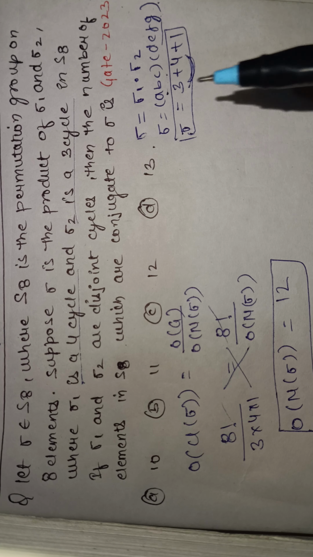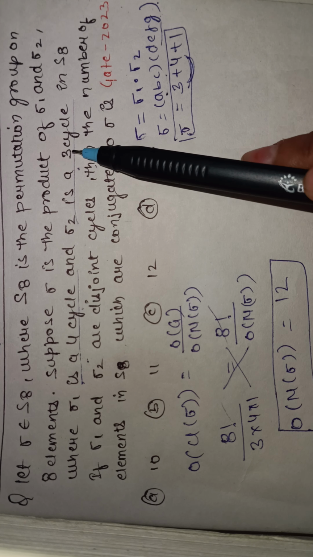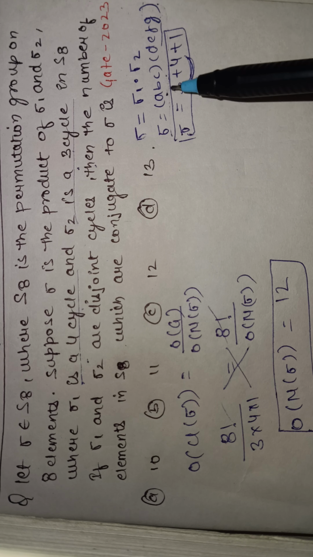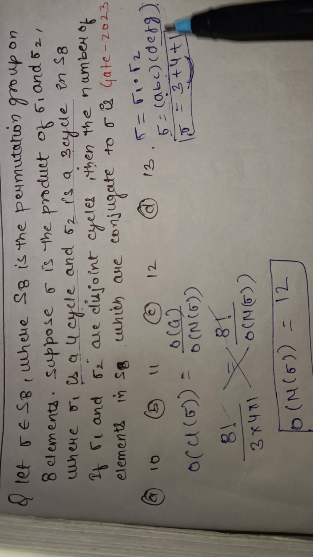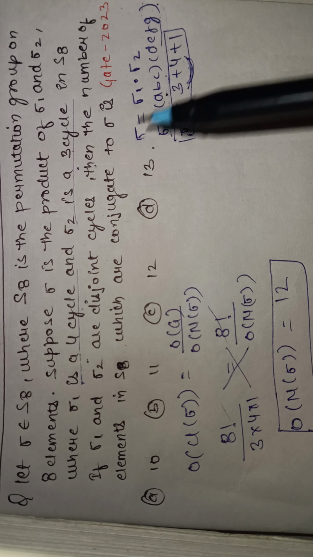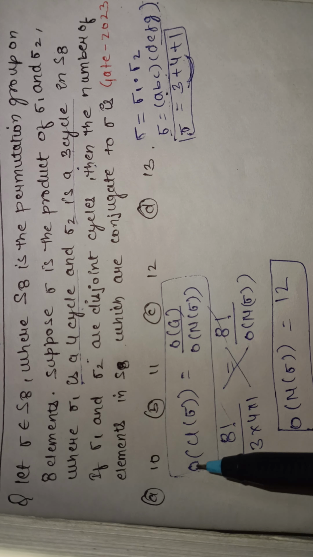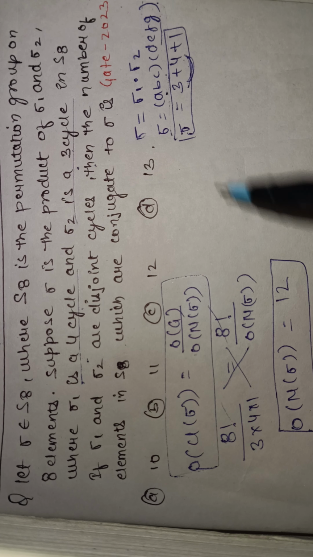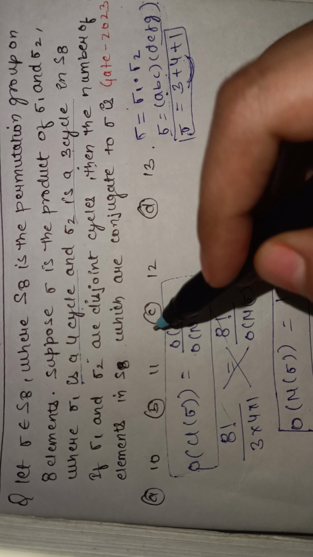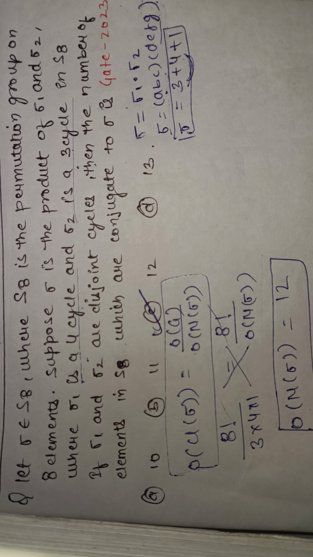So in S8, if sigma 1 and sigma 2 are disjoint cycles of order 4 and 3, and sigma is their product, that is, (ABC)(DEF) type, a 3-cycle and a 4-cycle, then sigma is of order 12. So for the conjugates of sigma, we use this formula, and by this we find that the number of elements conjugate to sigma is 12. So our option C is correct. So this is the solution of this question.